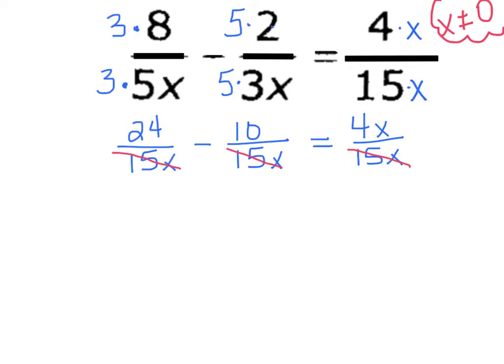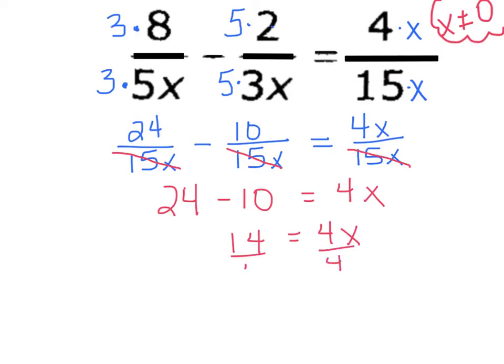Let's see what we get. 24 minus 10, 24 minus 10 equals 4x. That's 14 equals 4x. Divide by 4. And 14 over 4 reduces because 2 goes into both those numbers. 2 goes into 14 7 times, and 2 goes into 4 2 times.